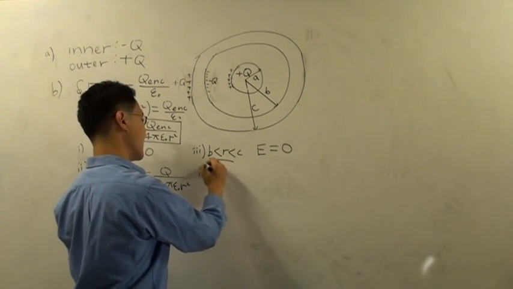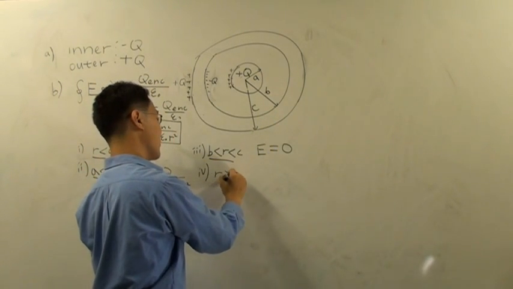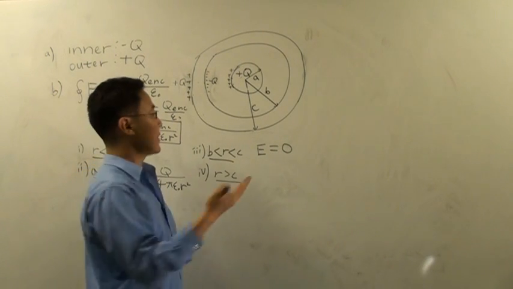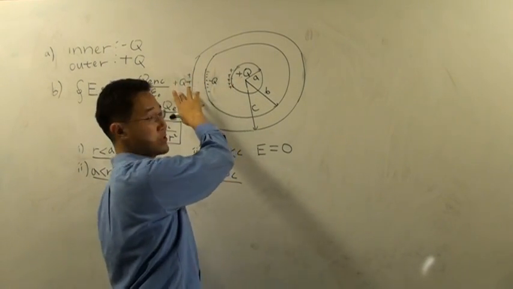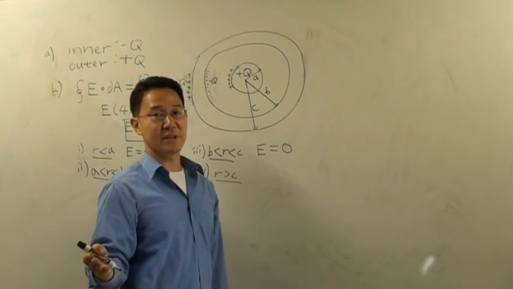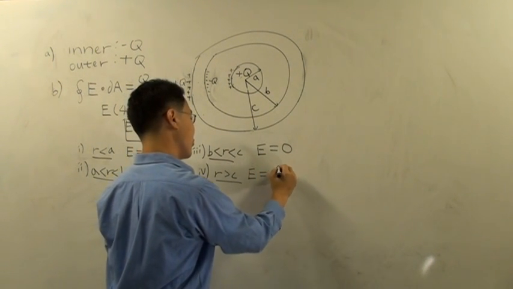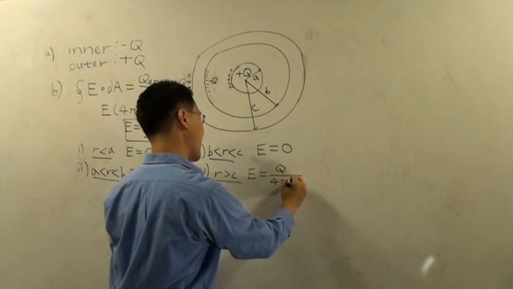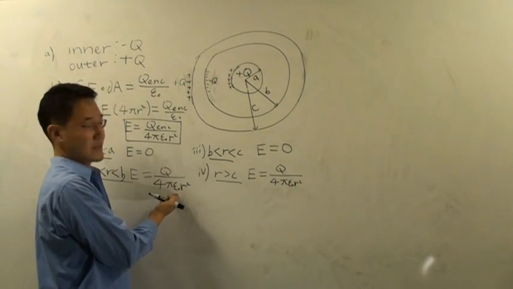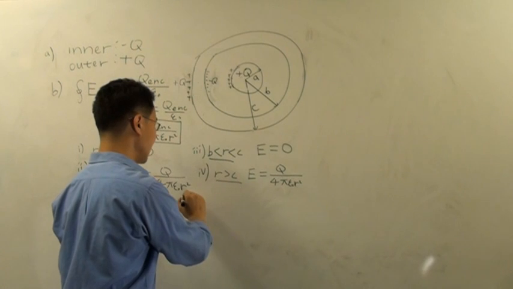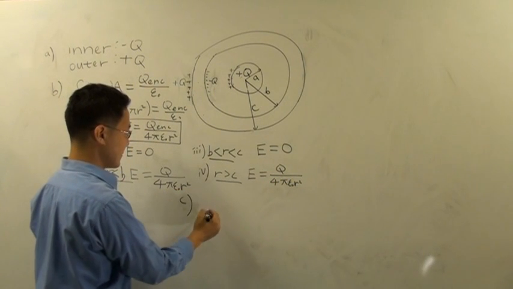And the last part is asking us what the electric field is beyond C, so r greater than C. We can see that the total enclosed charge is plus Q, minus Q, and plus Q. So the total enclosed charge is Q again. Therefore, the electric field is equal to Q over 4 pi epsilon naught r squared, which is the same expression as in the region between A and B.